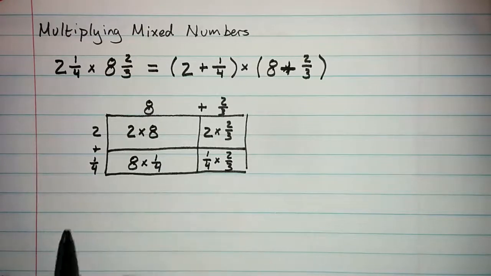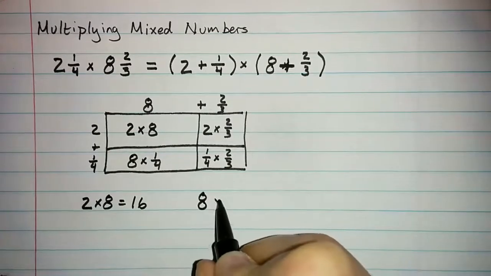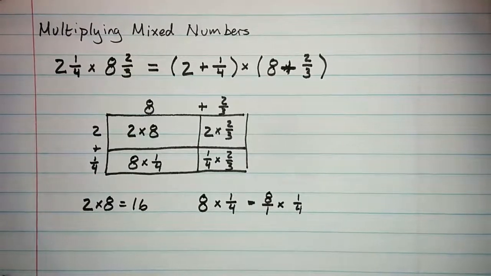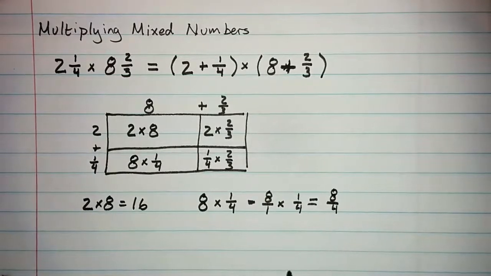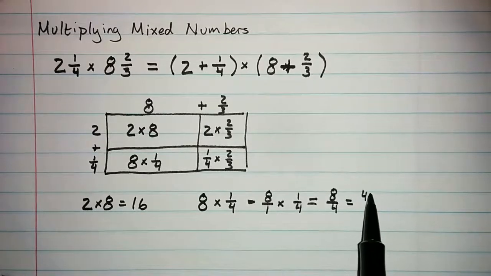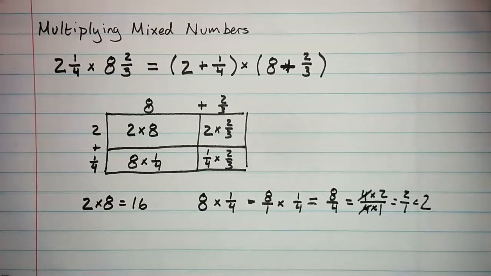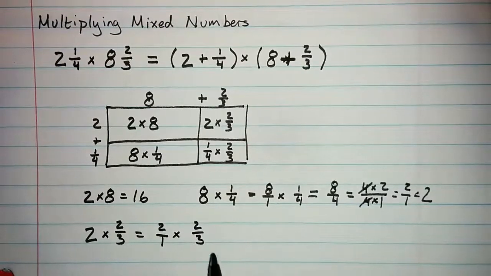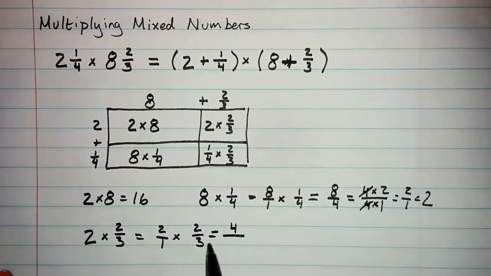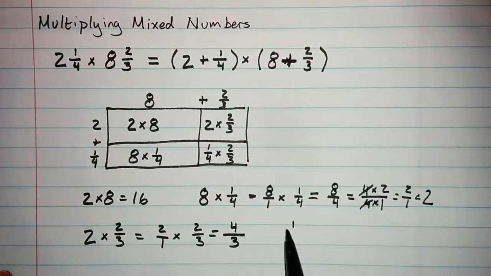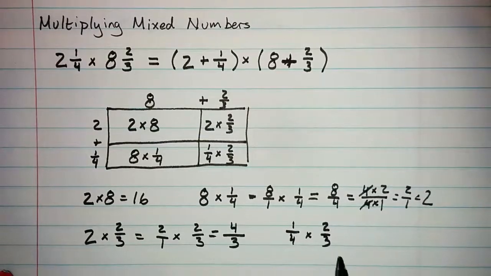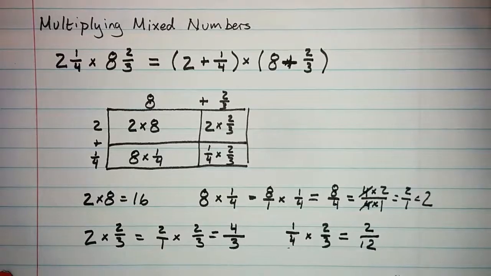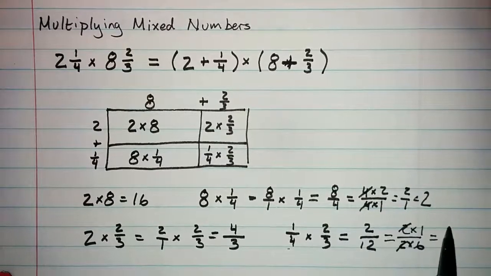Well, 2 times 8, that's easy, that's 16. 8 times 1/4, thinking of this as 8 wholes times 1/4, that's 8/4, of course, which, canceling a common 4, is 2 wholes, or 2. 2 times 2/3, that's 2 wholes times 2/3. 2 times 2 is 4, 1 times 3 is 3, and 1/4 times 2/3, that's 1 times 2 is 2, 4 times 3 is 12, canceling out a common 2, that's 1/6.